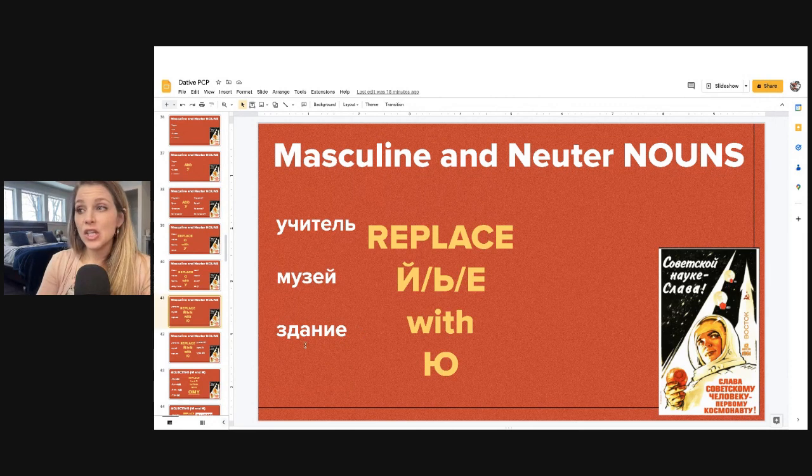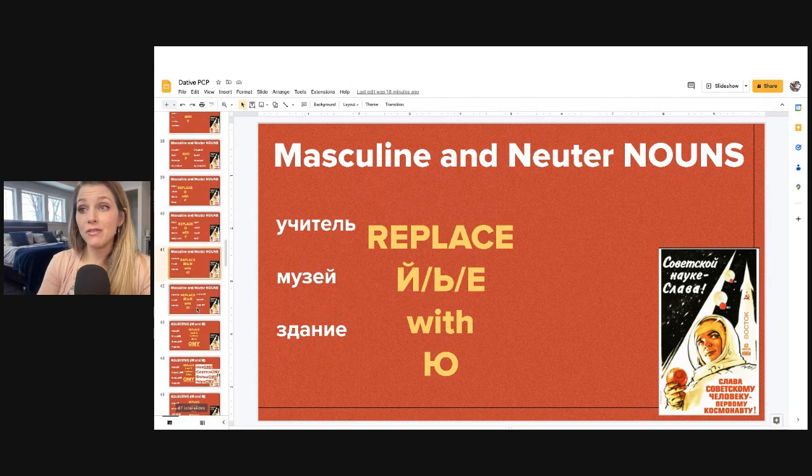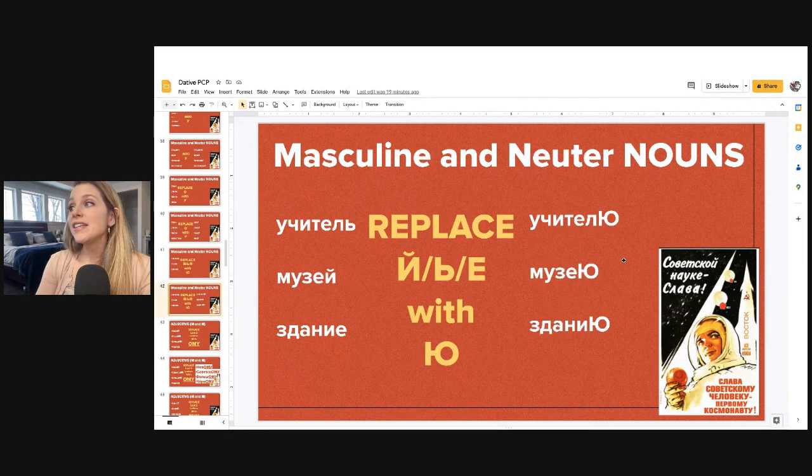So zdanie is a neuter, but we're putting it all in here because it's going to get the same ending. So we're going to replace this with a u, this with a u, this with a u. Okay, so what does that look like on the other side after we give it the treatment? Start thinking to yourself, how are these going to look? And then I'll show you the answers. Учителю, музею, зданию. That's how those should look in dative case, okay?